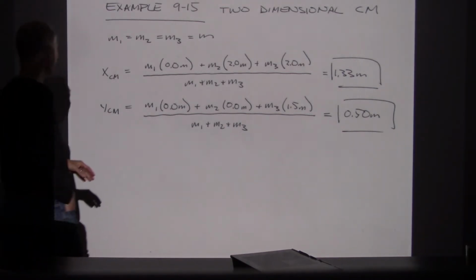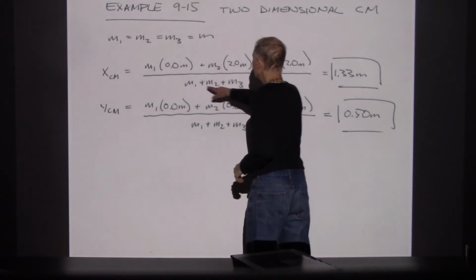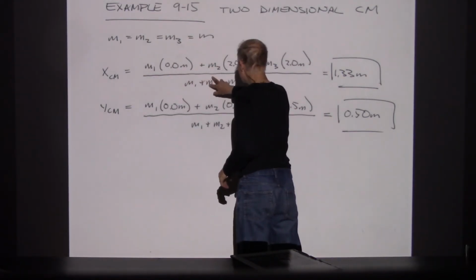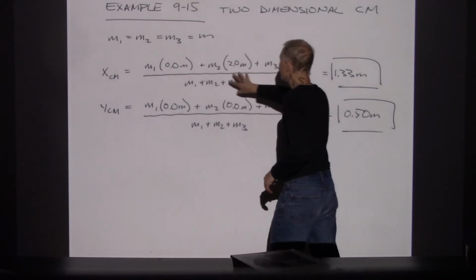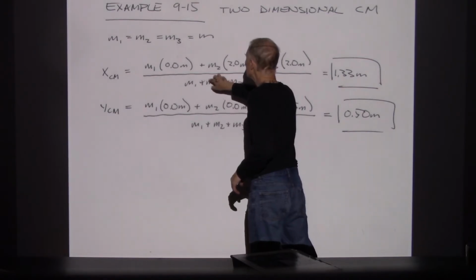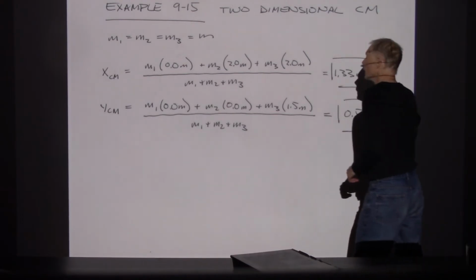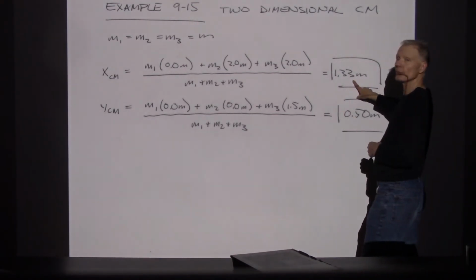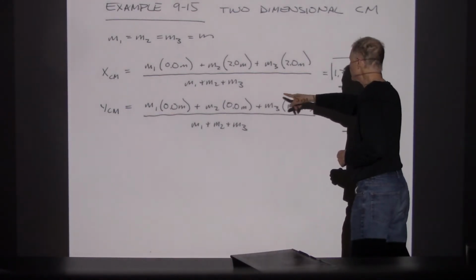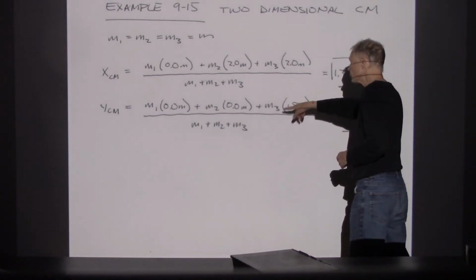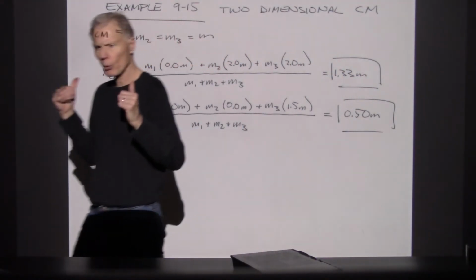So in the y direction, when we carry out the calculations, we're going to get a mass plus mass plus mass, which will cancel the masses here. I'm going to get a factor of 3. So it's 0 plus 2 plus 2 divided by 3. That's 4 divided by 3, which is 1.33 meters. And then in the y direction, it's 0 plus 0 plus 1.5 divided by 3. That's going to give us 0.5. So those are the coordinates.